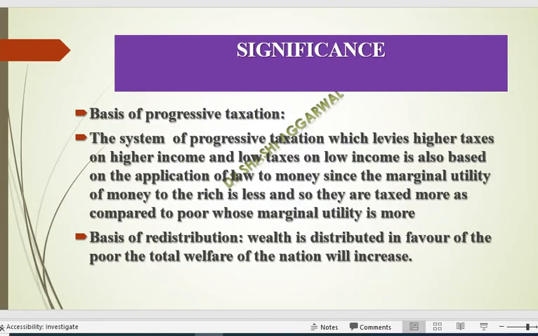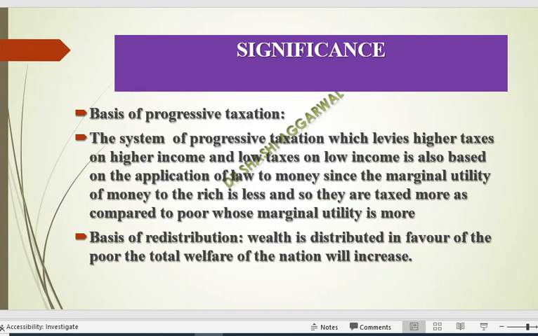And it is also the basis of progressive taxation, which levies high taxes on persons who have high income and low tax on low income. Because the persons who are rich have less marginal utility of money, that is why they are taxed more. The persons who are poor have more utility of money, that is why they are taxed less.